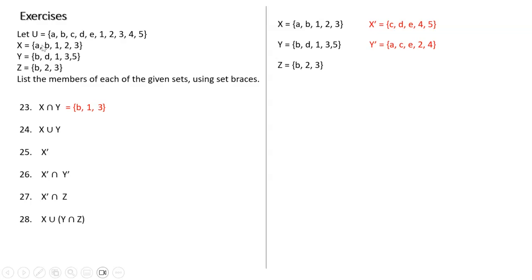So for the X, I'm going to put everything in X, which is A, B, 1, 2, 3. Now I'm going to go to Y. Is the A already there? No. The B already there? Yes. Is the D already there? No. So I had to put the D. Is the 1 there? Yes. The 3 there? Yes. The 5 there? No. I got to put the 5. So this is my result.